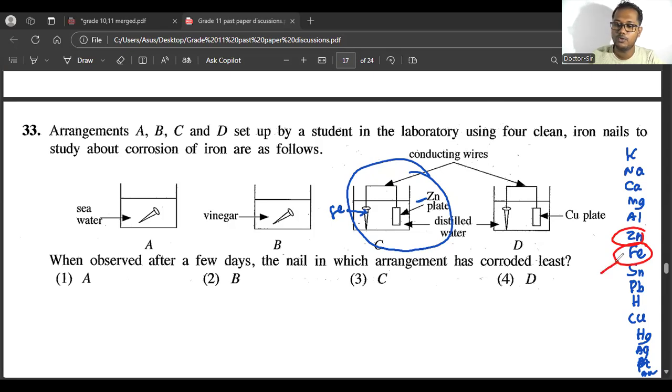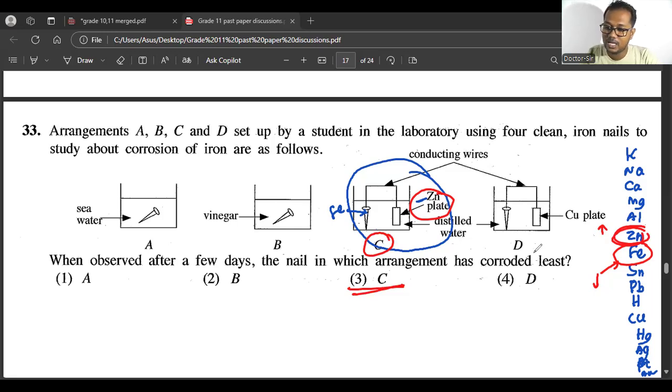Okay, so now you can see the iron is in the lower position and the zinc is in the upper. If the iron is in contact with the zinc plate, what will happen? The zinc plate will corrode, but the iron will be preserved. So the least corrosion will occur in setup C. Okay, so the answer for this question is C.